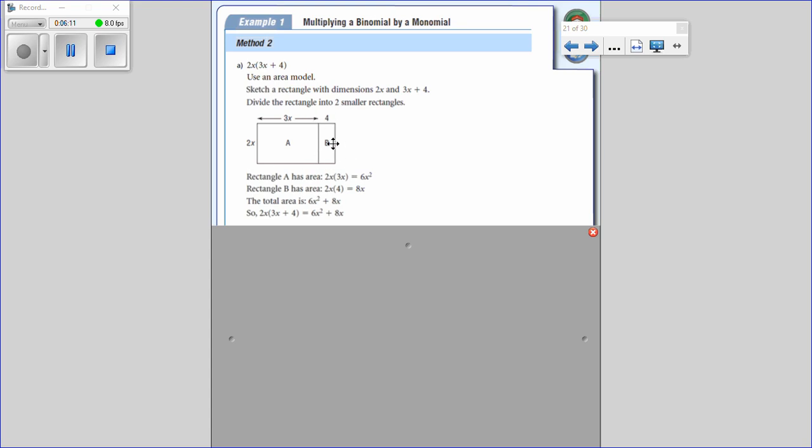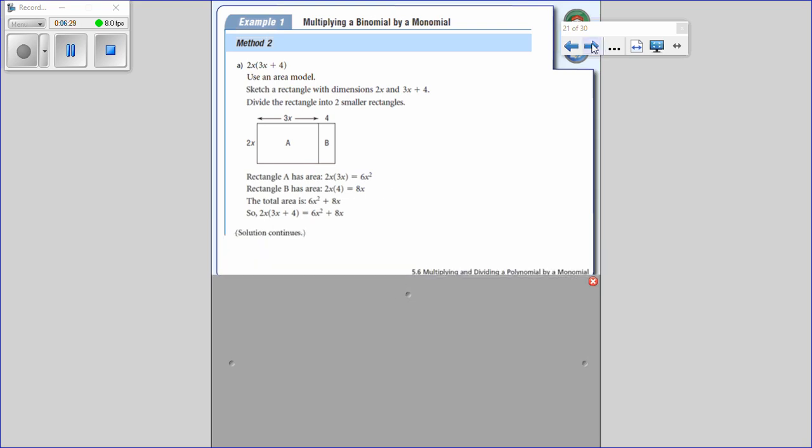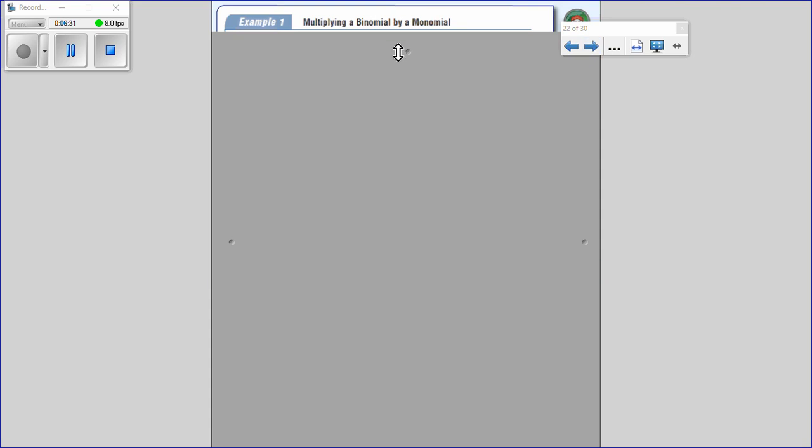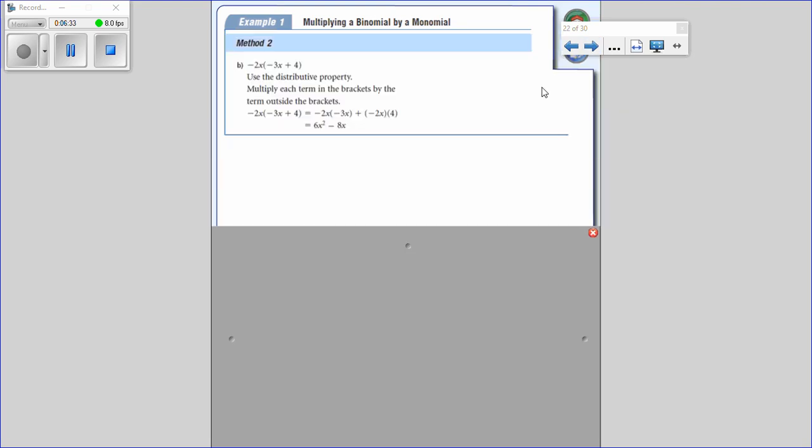There it is, that's B. So 2 times 4 is 8, and we're talking about x's. Here we have 2x times 3x, 2 times 3 is 6, x times x is x squared. So we have 6x squared. So you can do it that way. Put those pieces together, our collection of terms, there's our polynomial as our answer.